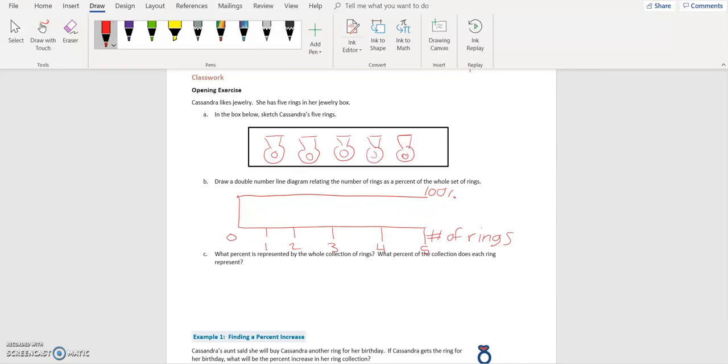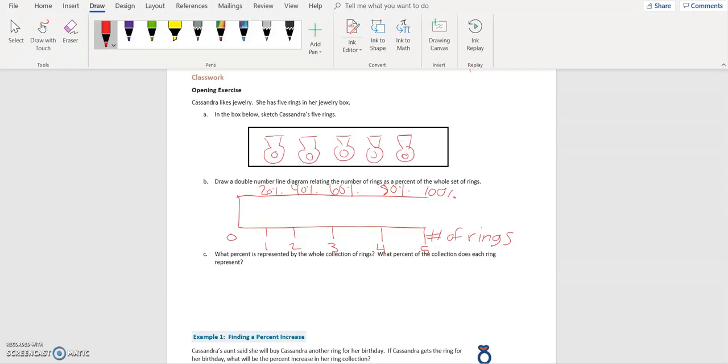5 would be 100%. If we're breaking 100 into 5 pieces, we're counting by 20s. So at 4 rings, I had 80% of the collection. At 3 rings, I have 60%. At 2 rings, I have 40%. And at 1 ring, I have 20%.